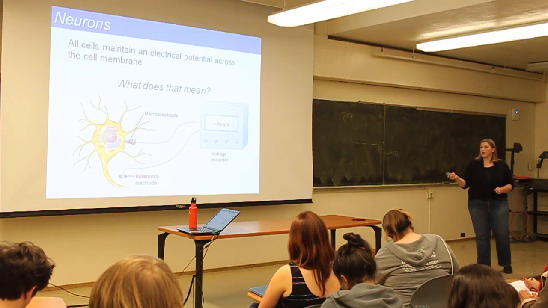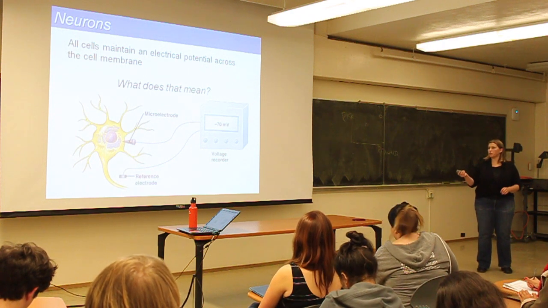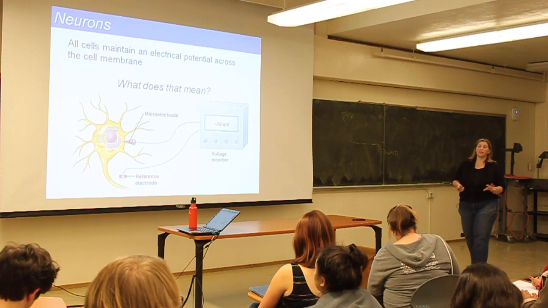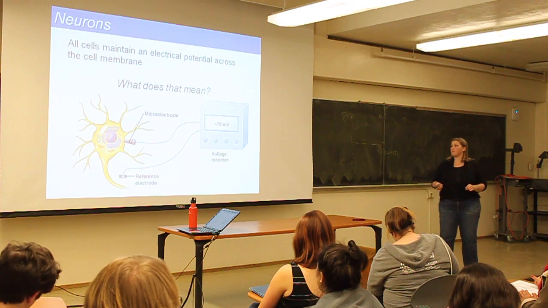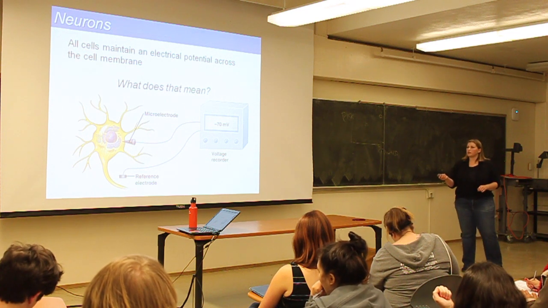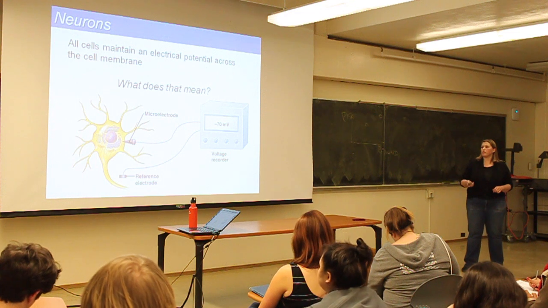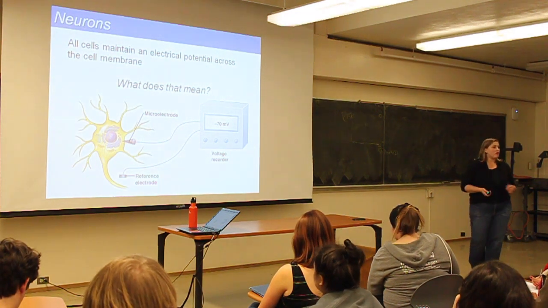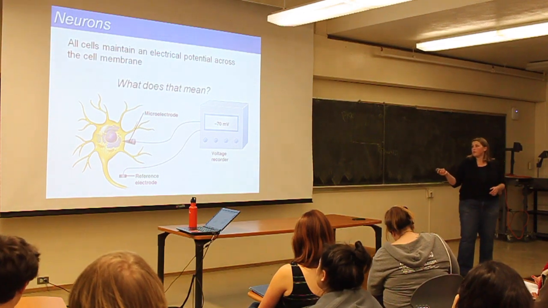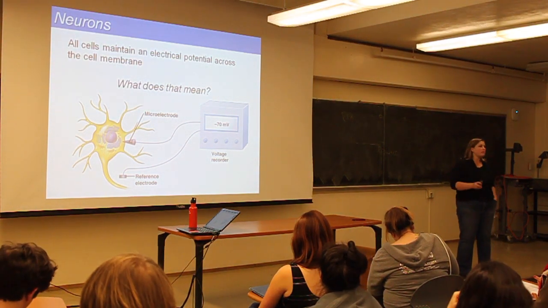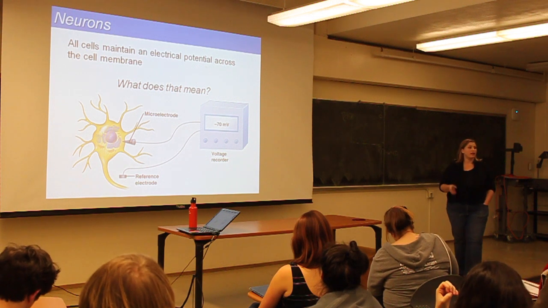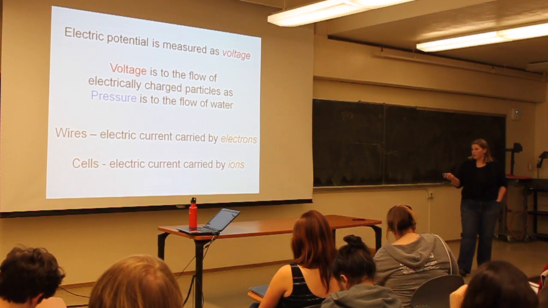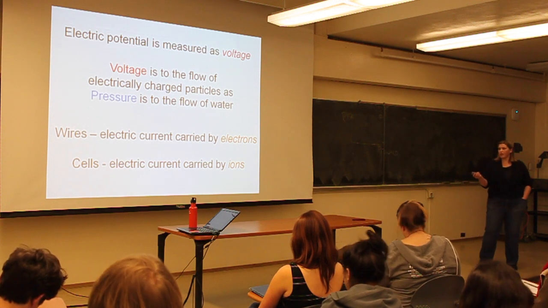Well, in practice, what it means is that if you were to take a voltmeter, like the one you get down at Radio Shack, you use a little more sophisticated one for this, but essentially the same principle, and you were to put a little electrode inside a cell and hook it up to a reference electrode, you would measure a voltage across the cell membrane, okay? And that voltage would be negative, probably in the neighborhood of negative 60 to negative 80, okay? So you can also think of this in a different way.